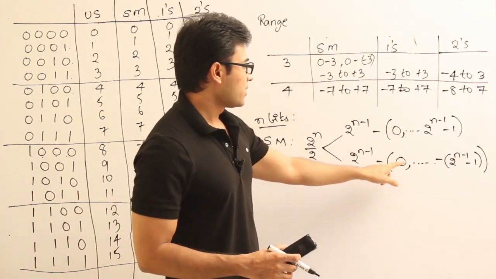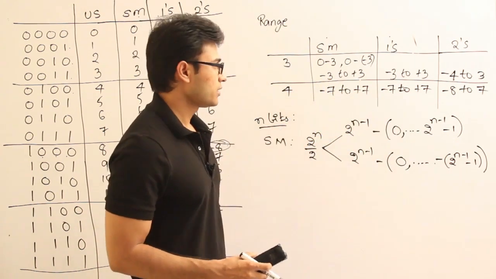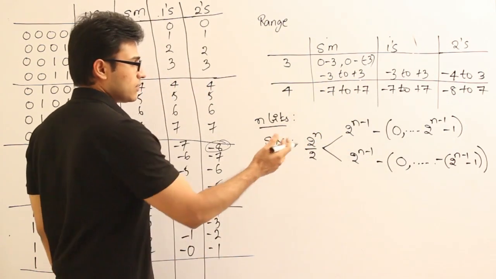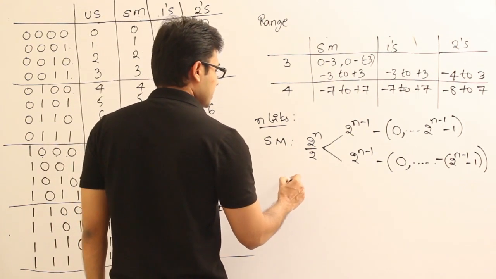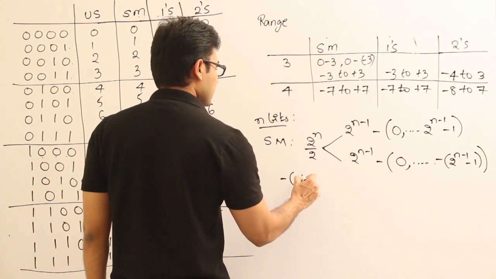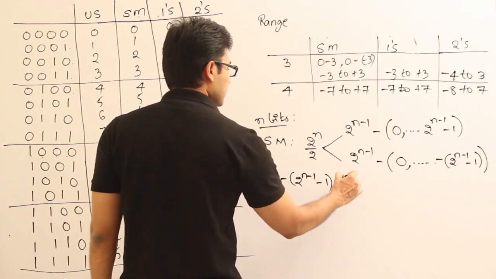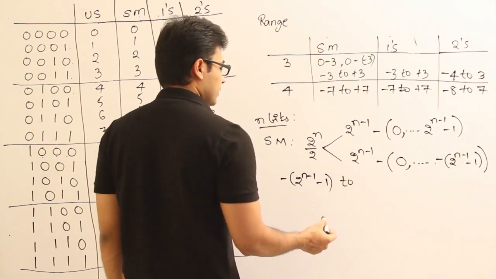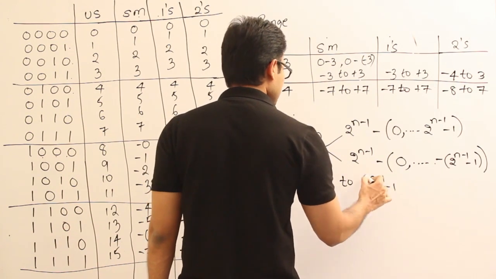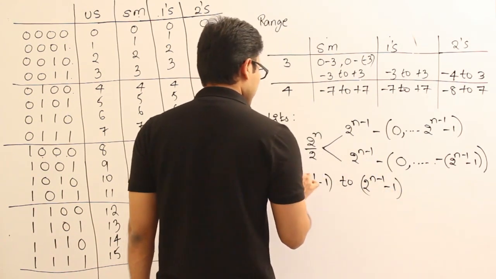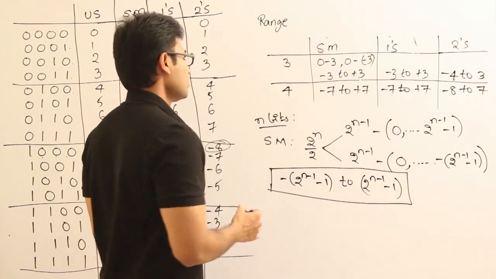Therefore 0 to 3. And on the negative side also 0 to minus 3. That is, minus 3 to plus 3. Got it? Now, therefore what can we say about the range? The range is going to be minus (2 power n minus 1 minus 1) to 2 power n minus 1 minus 1. So this is the range which is possible with sign magnitude representation using n bits.